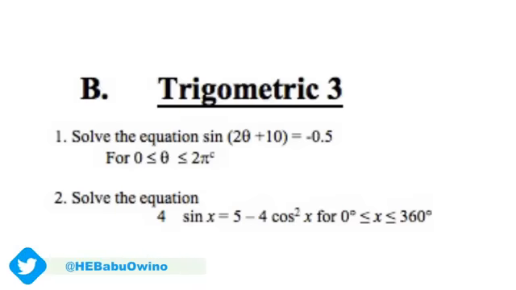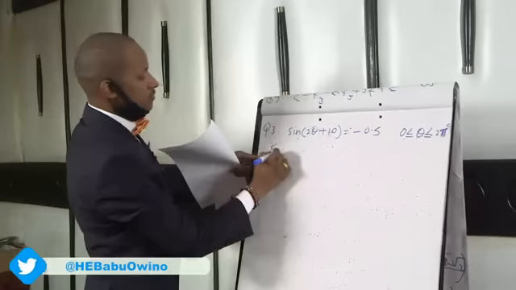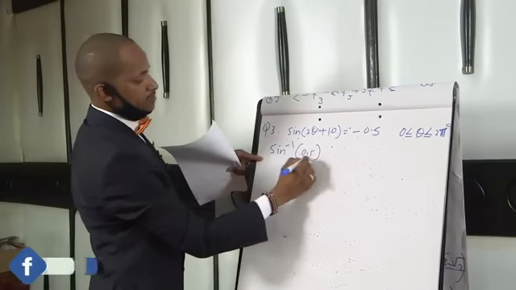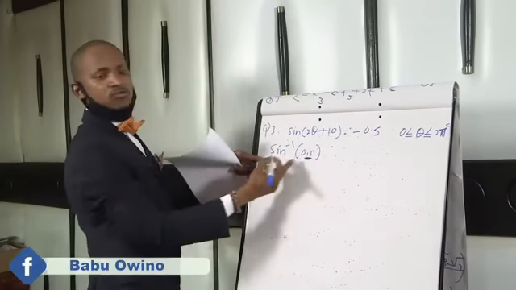But we are further advised for the values of theta greater than or equal to 0 and not greater than 2 pi radians. This sign means pi radians. So we want to find the values of theta. Number 1, find an angle whose sine is 0.5. Find an angle whose sine is 0.5.